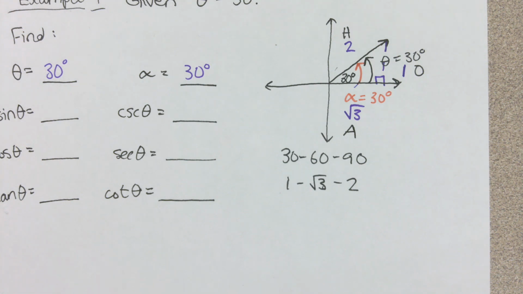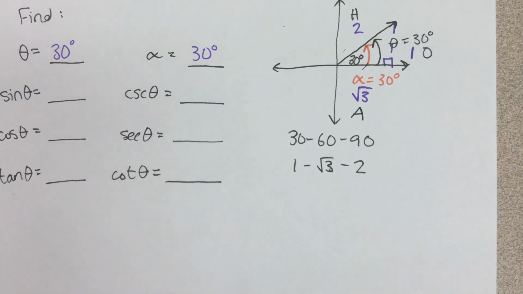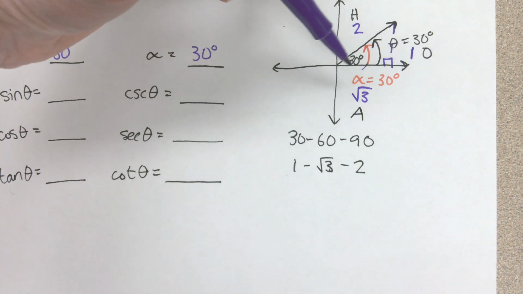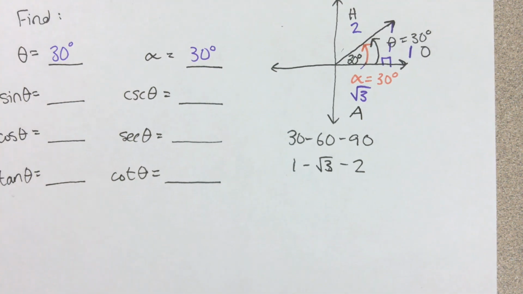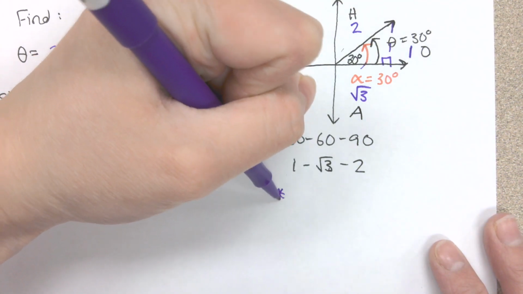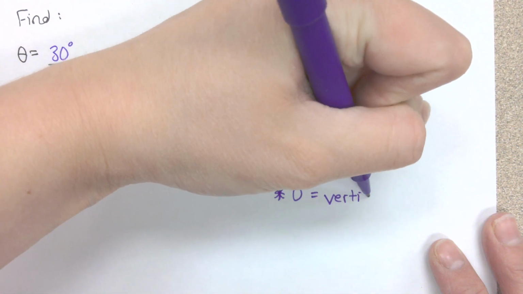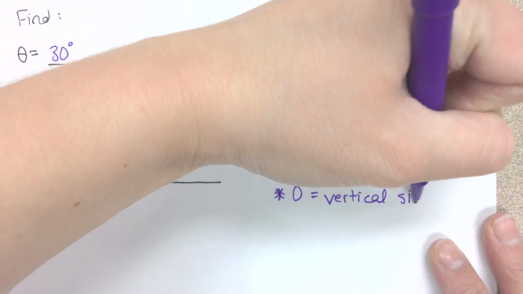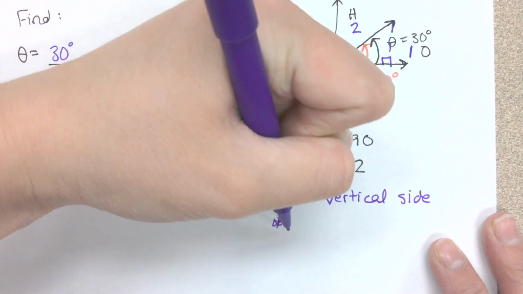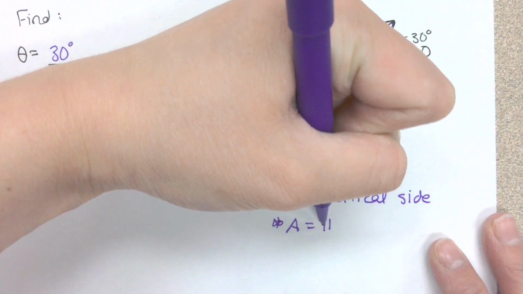If you're looking for a pattern to make here, O will always be on the vertical and A will always be on the horizontal, if you want to just remember that. O equals vertical side. A equals horizontal side.